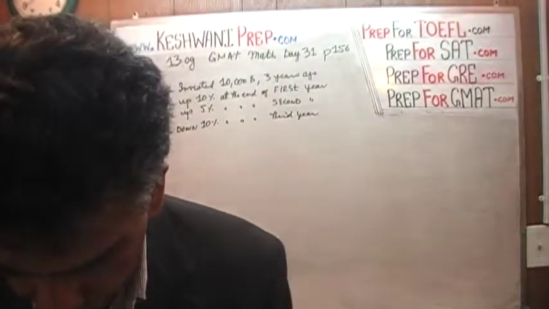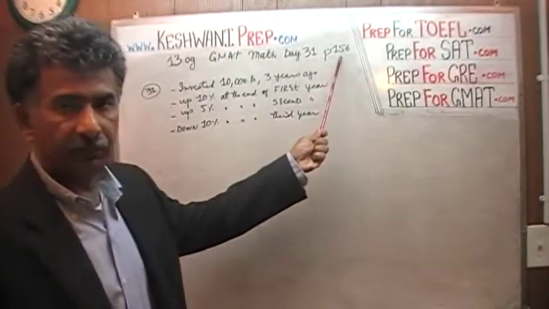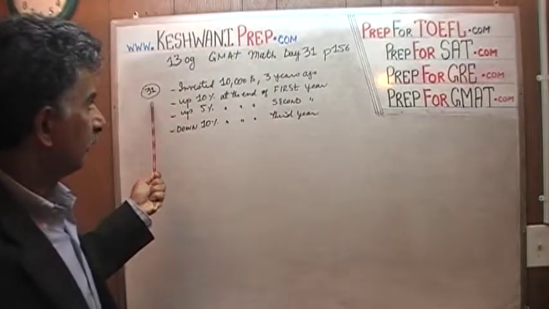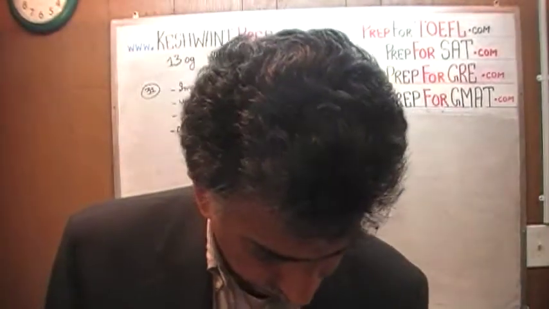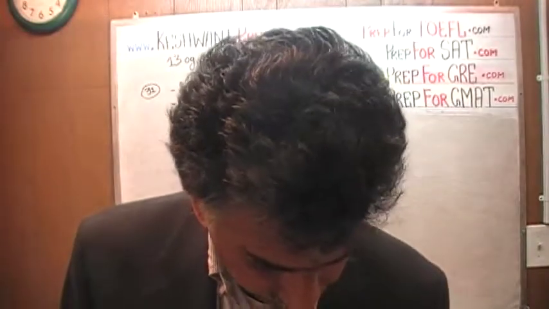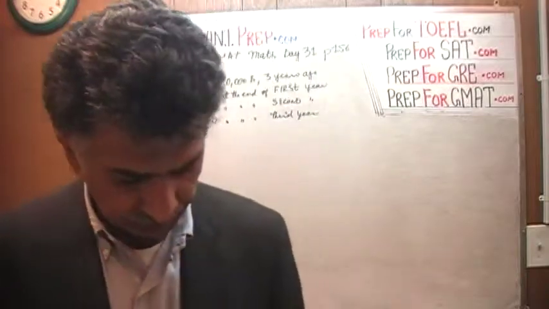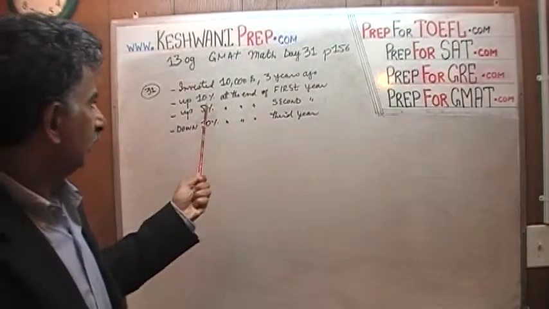The problem that we are about to solve is the one that you will find on page number 156, and today is our lesson number 31. We are at problem number 31 on page number 156. Please turn to it. Problem 31 says, Lucy invested $10,000 in a mutual fund exactly 3 years ago. So we have invested $10,000 exactly 3 years ago.